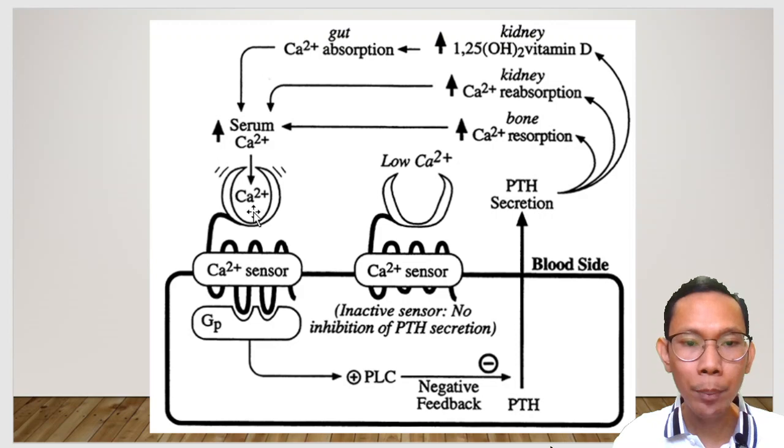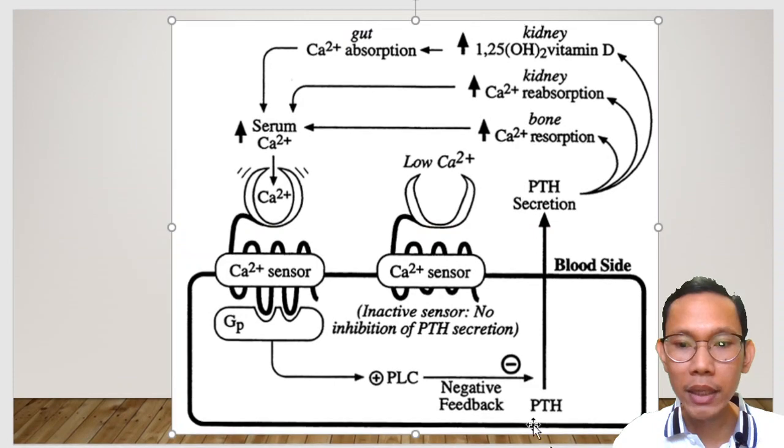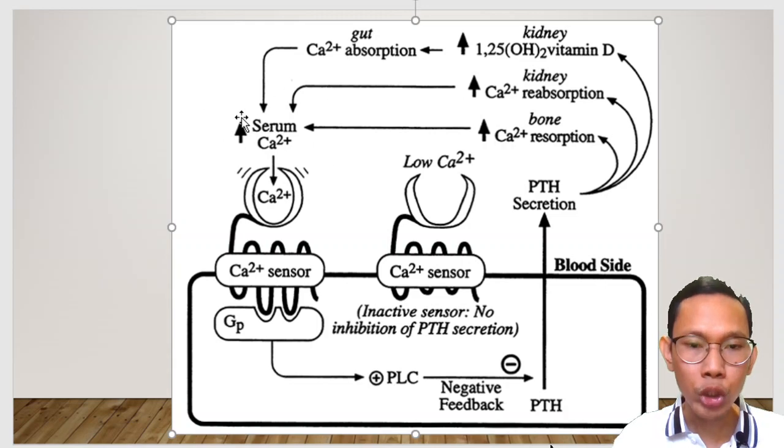Your calcium will bind here. This is your calcium sensor receptor. So now this is your receptor. Your calcium will bind here to your calcium sensor coupled with your G protein. Then this complex will lead to the stimulation of your phospholipase C. Your phospholipase C will now cause a negative feedback, or inhibition, of your parathyroid hormone. You will inhibit the secretion of your parathyroid hormone.